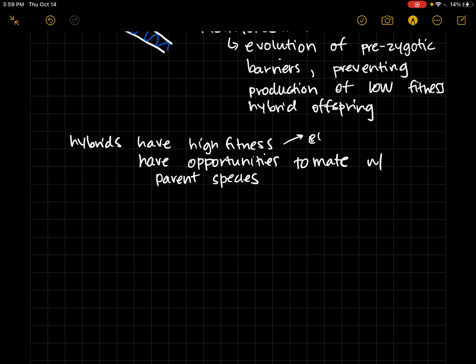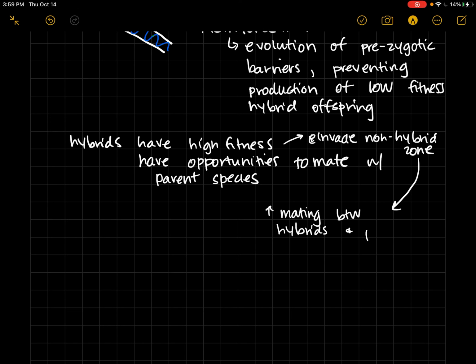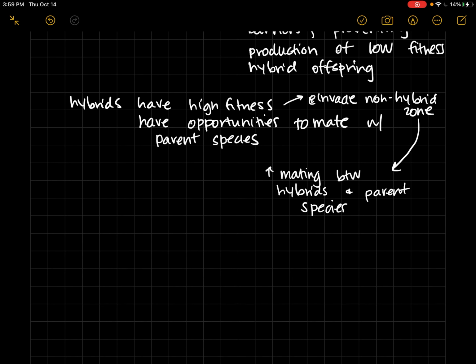Okay, so they can invade the non-hybrid zone. Alternatively, the other species, the yellow and blue species, could invade the hybrid zone. So what this means is that there's going to be a lot of mating. So the result of this is a lot of mating between the hybrids and the parent species. Okay, so let's look at what will happen in this situation.